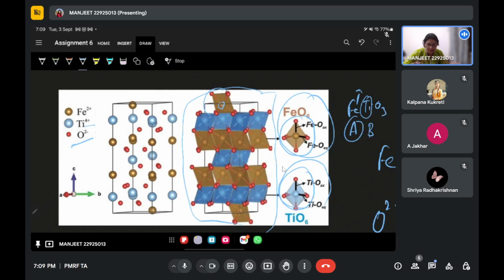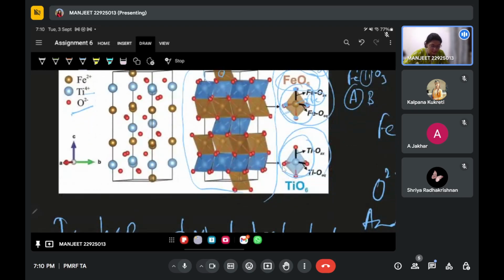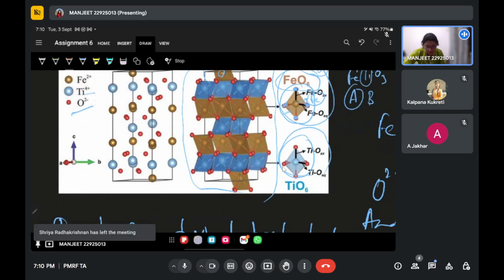We know that in an octahedron, if I look at this one, it has four in the plane. One oxygen atom is there, second is here, third is here, fourth is here, one oxygen atom above, and another below. So this Fe atom is connected to 6 oxygen atoms. That is why it is written here as FeO6.